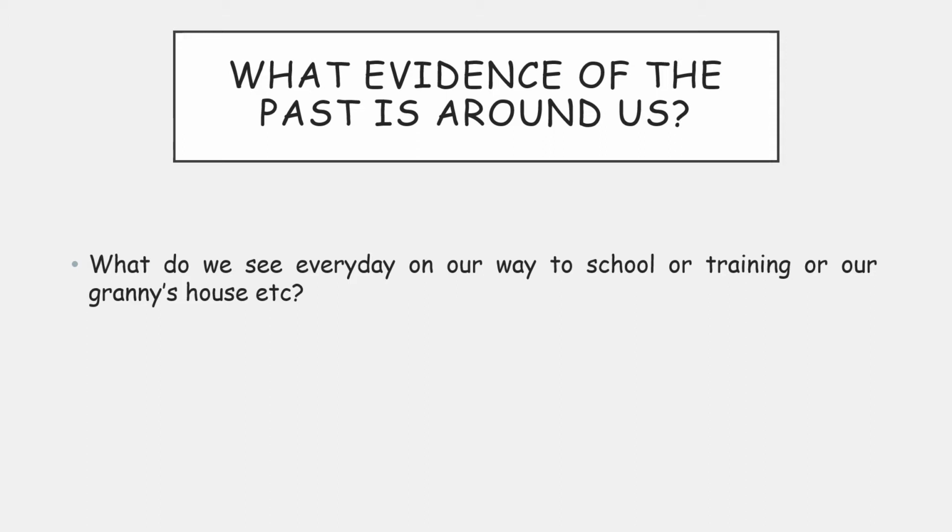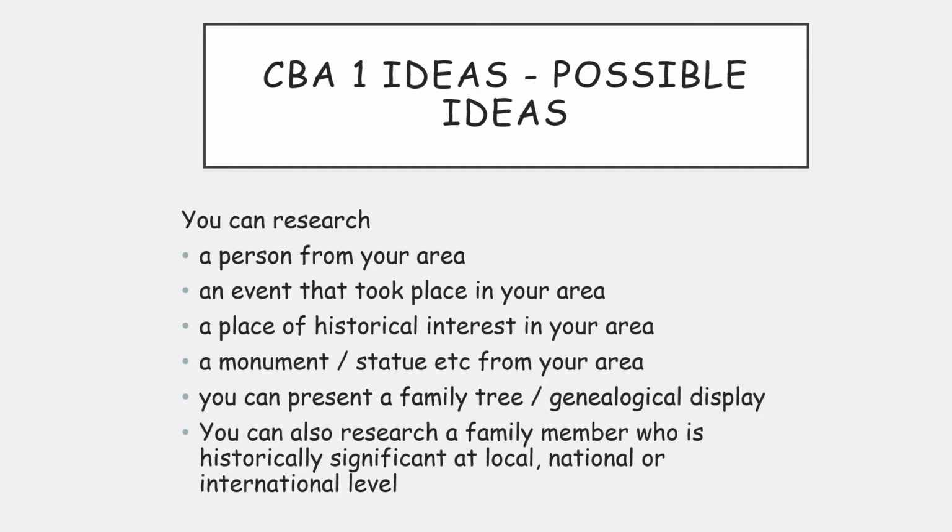Once again, we can see this when discussing your local area. So, for example, looking at this slide here with the possible ideas, you have maybe a person from your area, an event that took place in your area, a place of historical interest in your area, a monument, a statue, etc. You can present a family tree, possibly. Great family idea to discuss your family heritage. And you can also research a family member who is historically significant at local and national level.